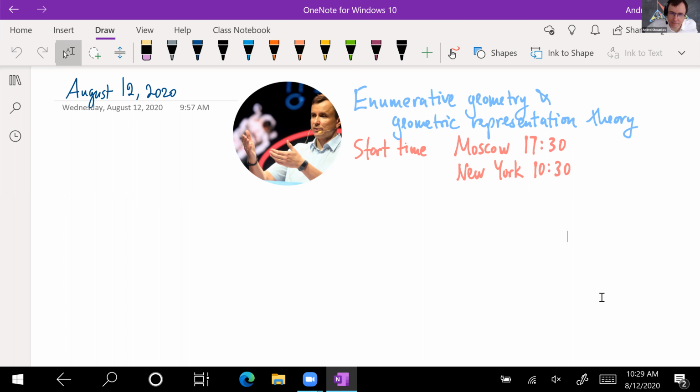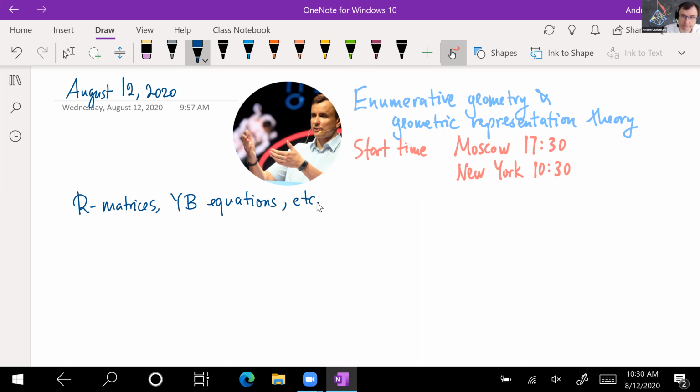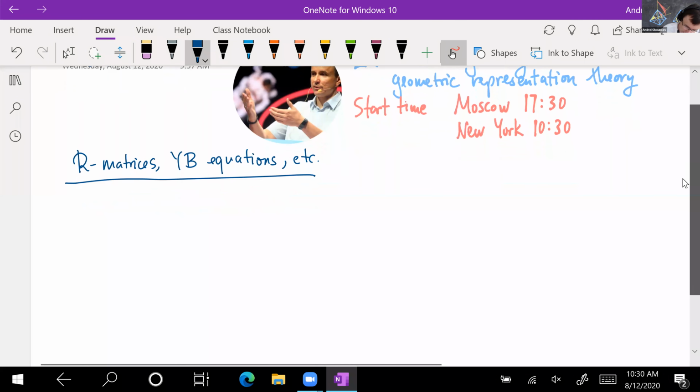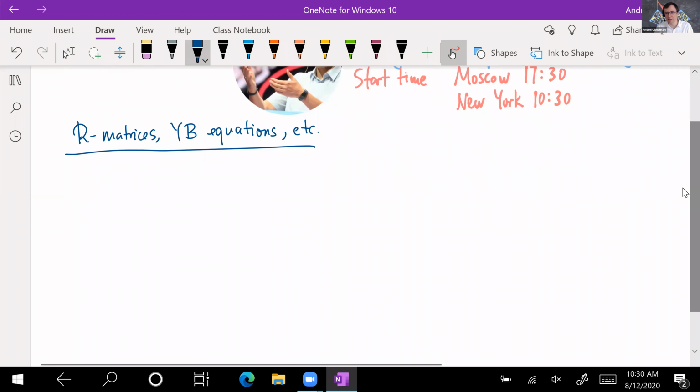Hi, everybody. So the plan for today is to talk about R matrices, Young-Baxter equations, etc. And a reminder. This is the same reminder every lecture, but that's the cornerstone of what we're doing here.